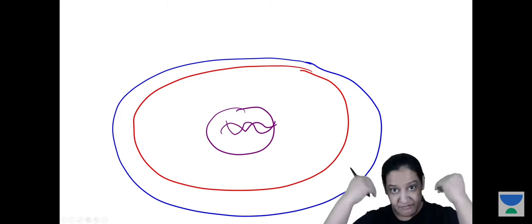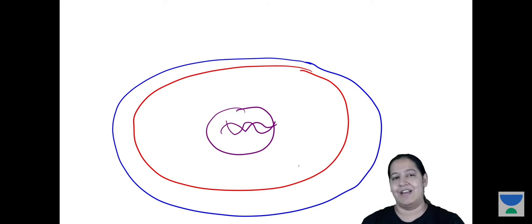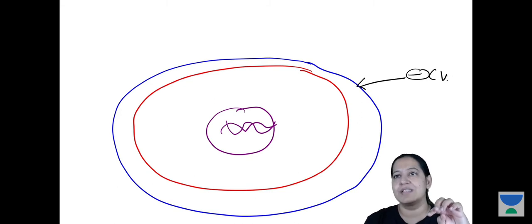This is causing infection inside the human body, and being a doctor, I want to kill it. So what are the ways I can kill it? Number 1 way, I can give an antibiotic which inhibits cell wall synthesis. So bacteria will lose the cell wall.